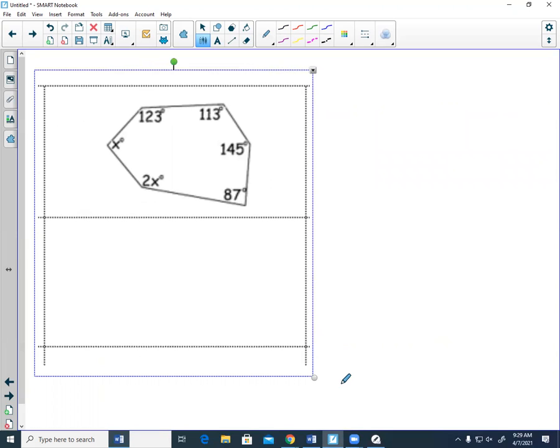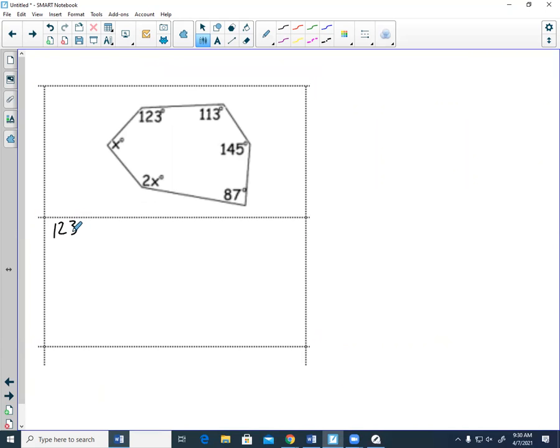But right here, basically what I want to do is add all of these angles together because my job is to find x. So what I want to do is add all of the angles together. So it's going to be 123 plus 113 plus 145 plus 87 plus 2x plus x equals. I'm going to give you a second to write that down and then think about it.